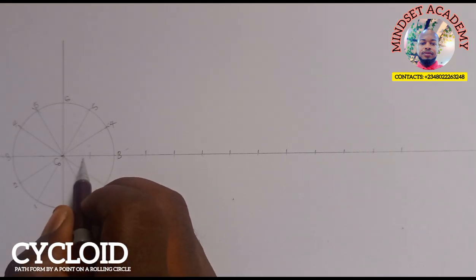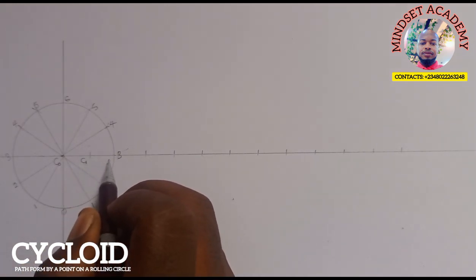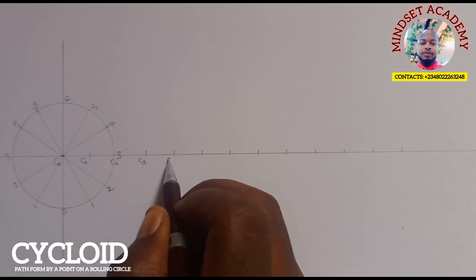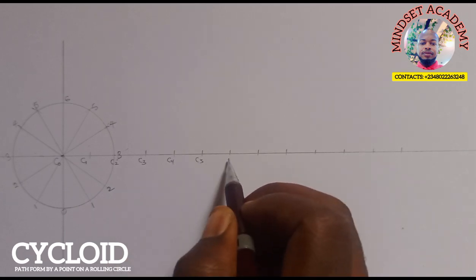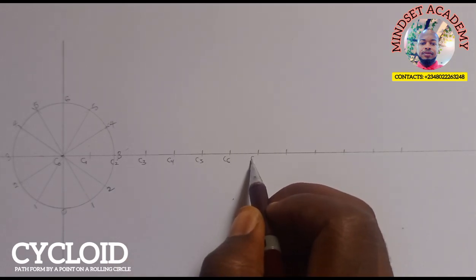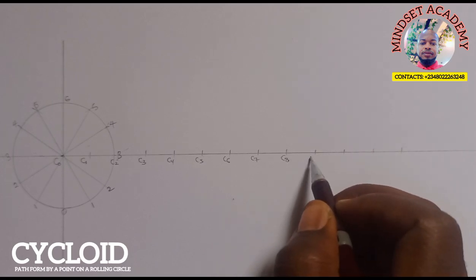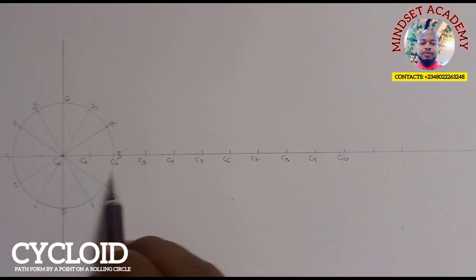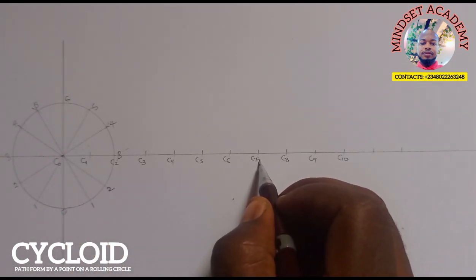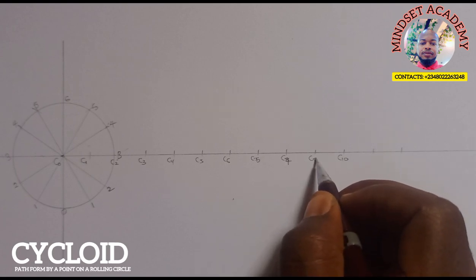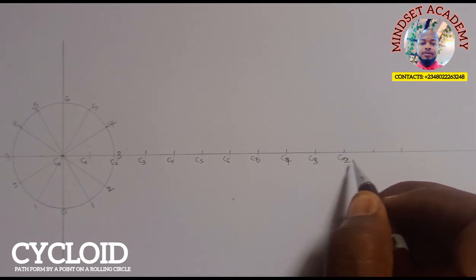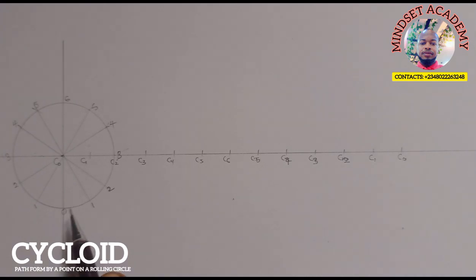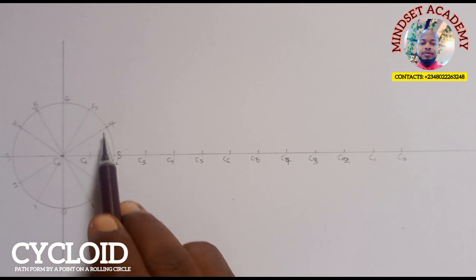So this will now give me C1. This will be C2, C3, C4, C5, C6, C7, C8, C9, C10. Well, we are going back a bit. So C6, then back to C5, C4, C3, C2, C1, and C0. So start from 0, read the highest point, go back to 0.